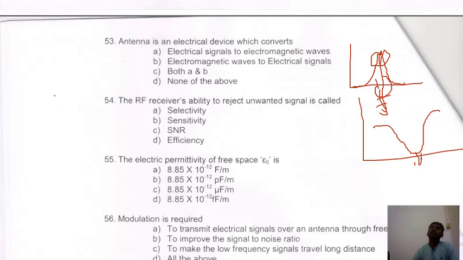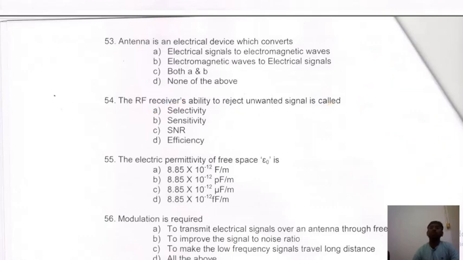Suppose I have an unwanted frequency; the receiver should reject all such frequencies, meaning the gain should ideally be zero there, and at the desired frequency the gain should be high. So the RF receiver's ability to reject unwanted signals is called the selectivity, while sensitivity is the ability to sense weak signals and differentiate between two signals, and there is also signal to noise ratio. So the ability to reject unwanted signals is called the selectivity of the receiver.